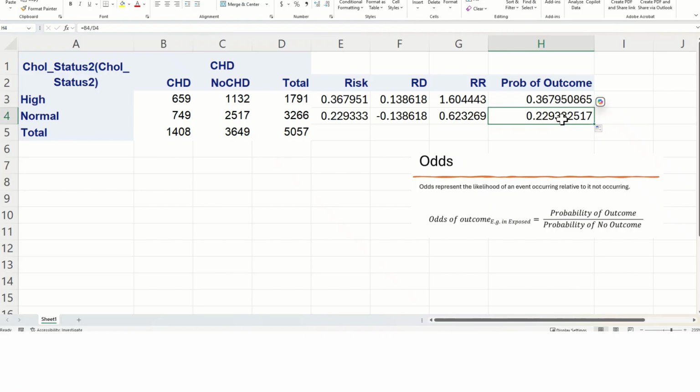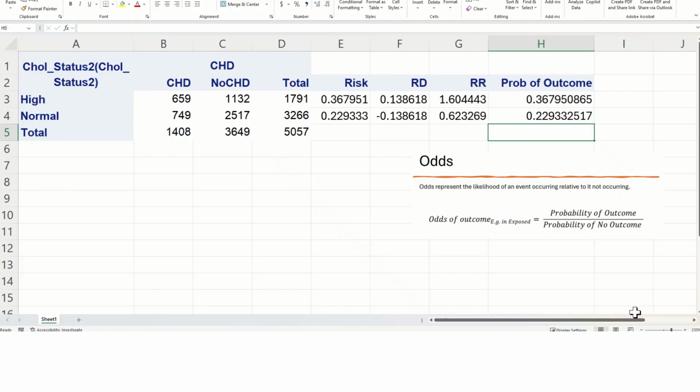So the probability, let's do it so it is clearer. So the probability of outcome among normal cholesterol individuals is 749 divided by the total individuals in that group, 3266, which comes down to be 22.9%.